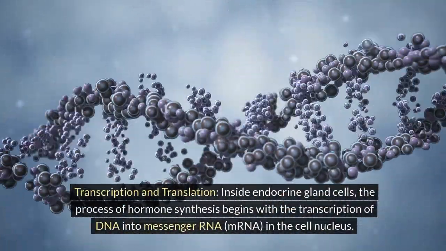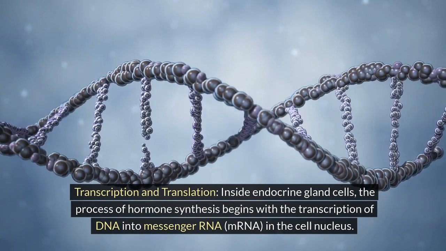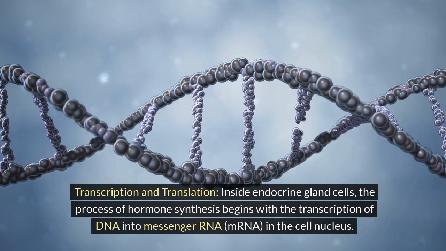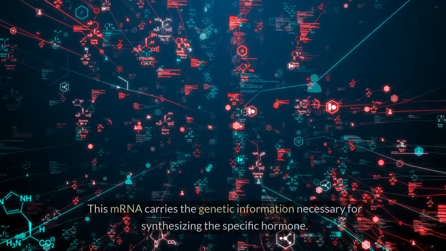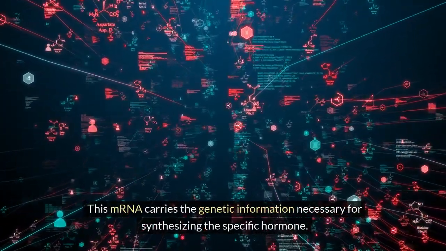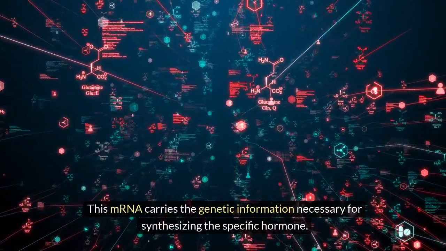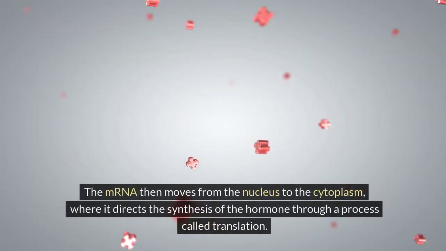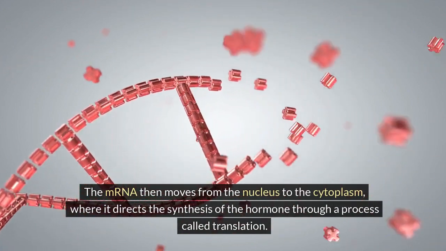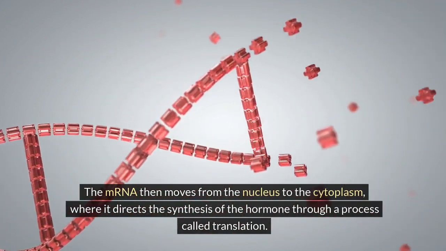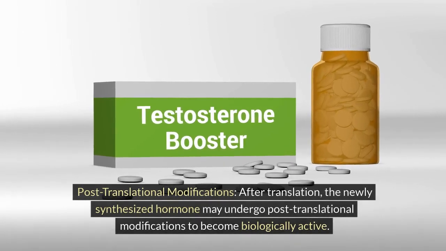Transcription and translation. Inside endocrine gland cells, the process of hormone synthesis begins with the transcription of DNA into messenger RNA (mRNA) in the cell nucleus. This mRNA carries the genetic information necessary for synthesizing the specific hormone. The mRNA then moves from the nucleus to the cytoplasm, where it directs the synthesis of the hormone through a process called translation.